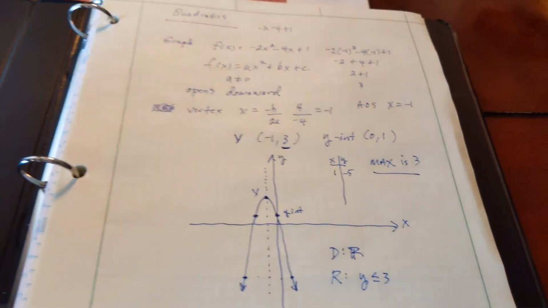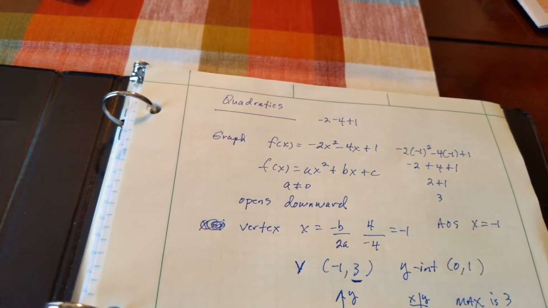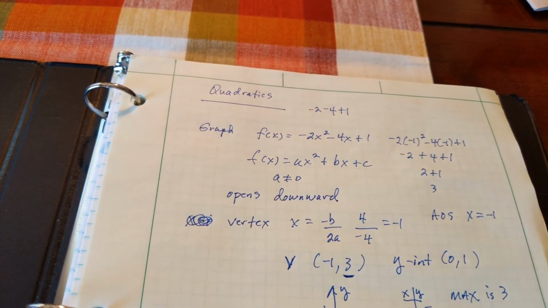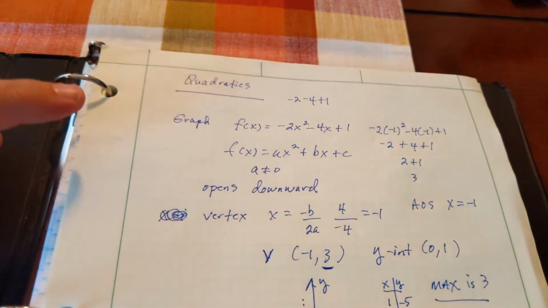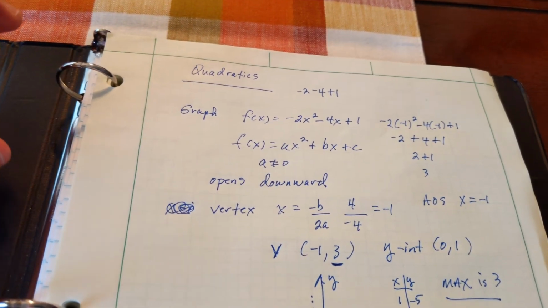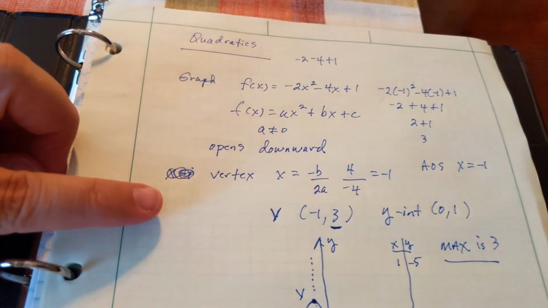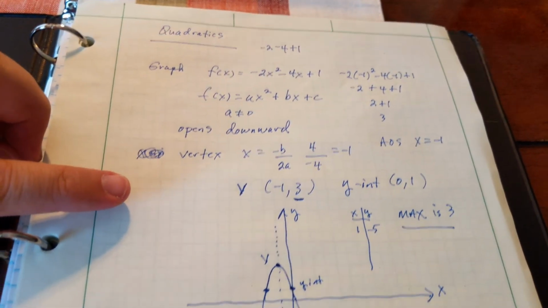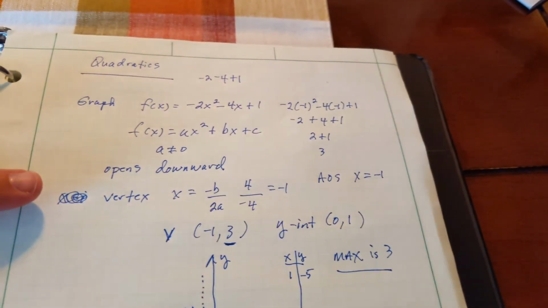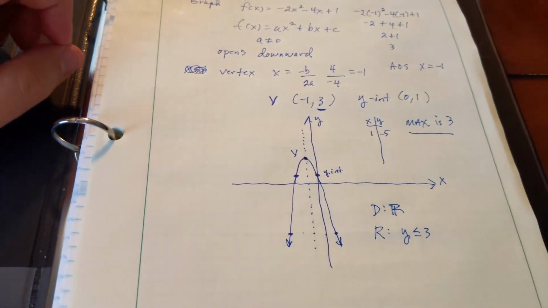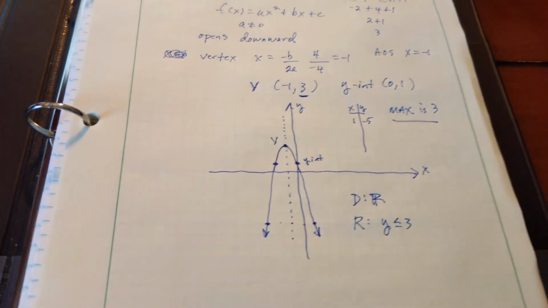Anyway, this is an explanation of everything you'd want to know and a little bit more about quadratics. So I had a quadratic equation, and I found the vertex using -b/2a. So I found the vertex, the y-intercept, the maximum. I used a table. I found the axis of symmetry. I graphed it. I labeled everything. I found the domain and the range.